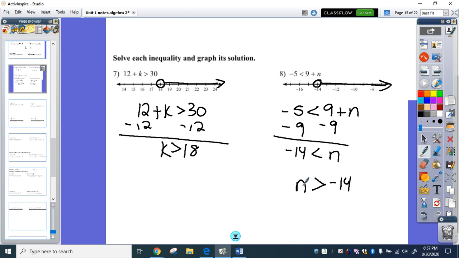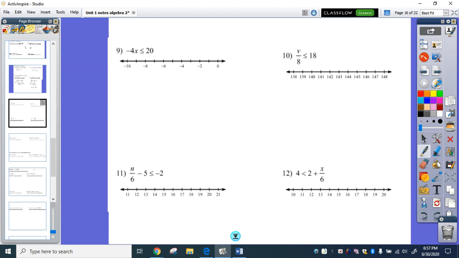So keep things easy for yourself by keeping the variable on the left, and you'll find it to be a whole lot simpler as you work through these problems. So moving on to question number 9. We have -4 is less than -4x is less than or equal to 20. Now, to get x by itself, we need to divide. We also need to divide by a negative. When we do that, my variable stays, my inequality flips, and I have my answer.